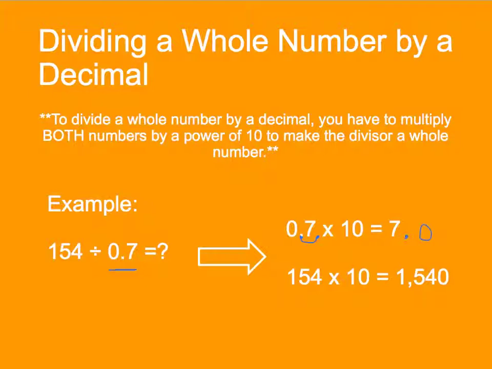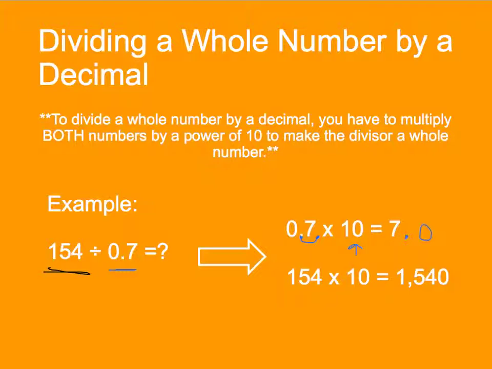So now that our divisor is a whole number, we have to do the same thing to our dividend. Since we multiplied 7/10 by 10, we also need to multiply our dividend, 154, by 10. So same process here. Yes, it's already a whole number, but because you multiplied your divisor, you also have to multiply your dividend. I think this is a step that a lot of people kind of leave out or forget.